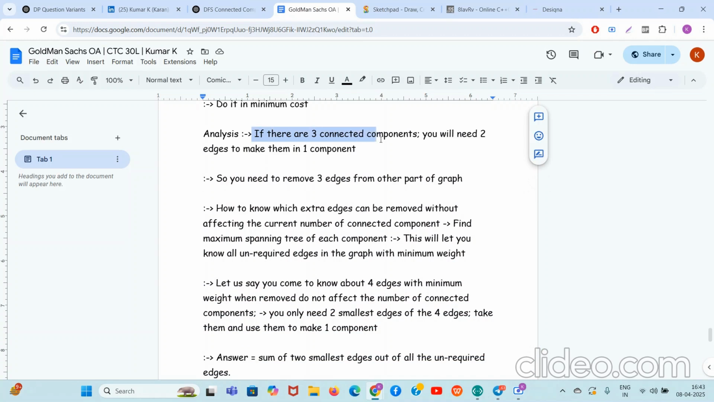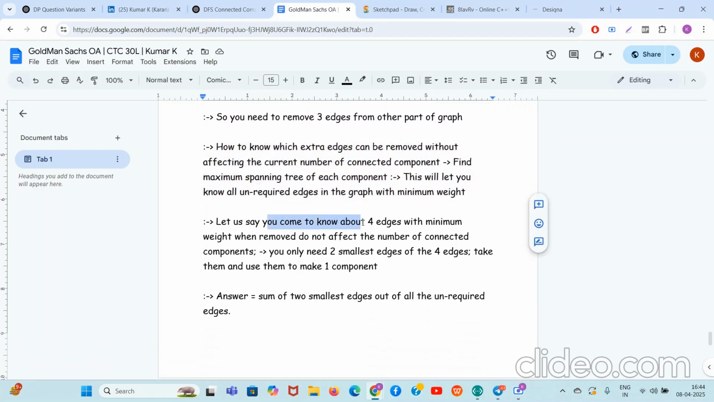So if there are three connected components, you will need two edges to make them one component. So how to know which extra edges can be removed without affecting the current number of connected components? Find the maximum spanning tree of each component. This will let you know all the unrequired edges in the graph with minimum weight. Let us say you come to know that about 4 edges are there with minimum weight which are not required. So you can remove them without affecting the current number of connected components. But you also know that you only need two edges to make the whole graph one component.